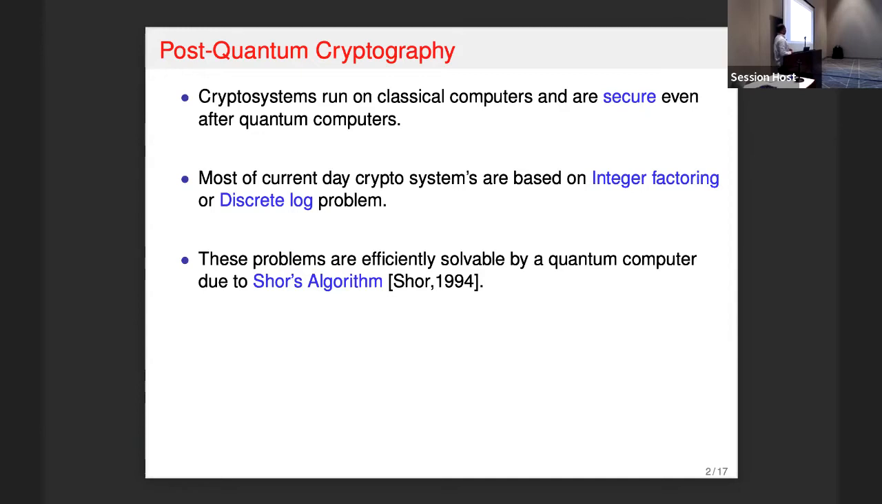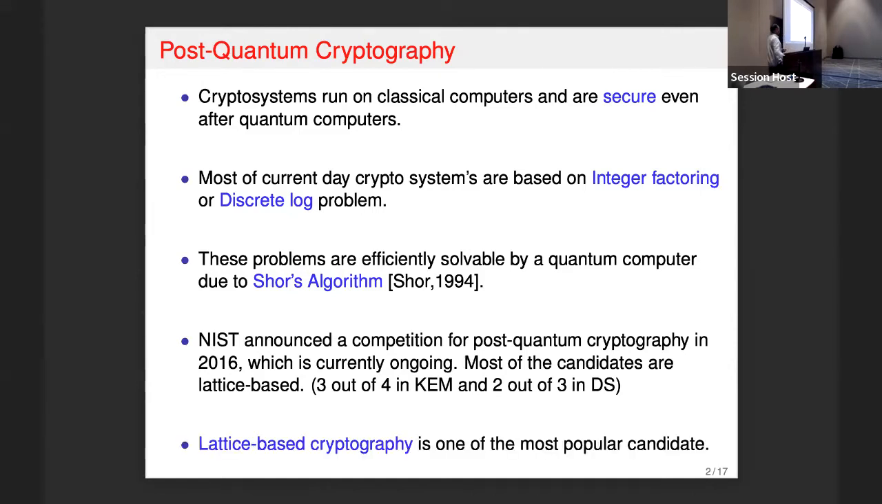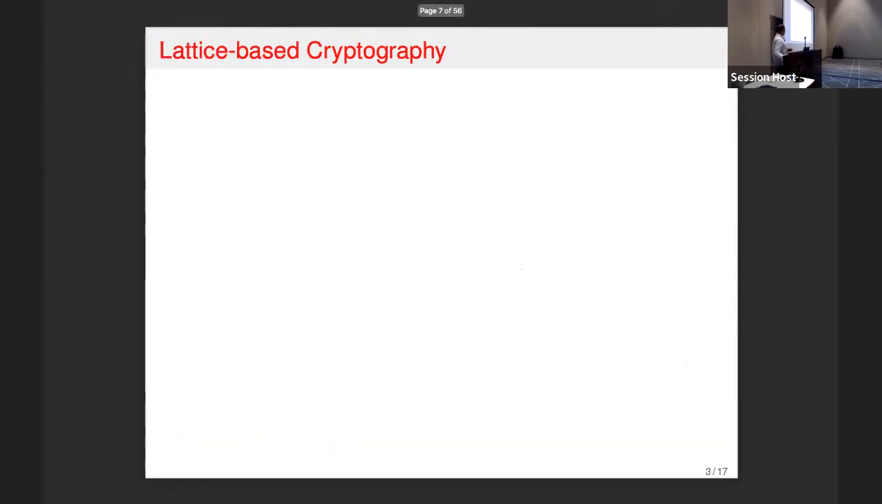Today we can't deny the fact that in the next 20 or 30 years, we might have a quantum computer. So looking at this scenario, we need crypto systems which are secure even against a quantum adversary. Towards this direction, NIST announced a competition for post-quantum crypto standards in 2016, which is currently ongoing. In this competition, most of the candidates in the final round are lattice-based. This makes lattice-based cryptography the most popular candidate for post-quantum crypto.